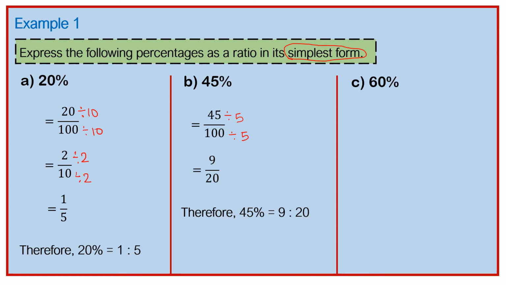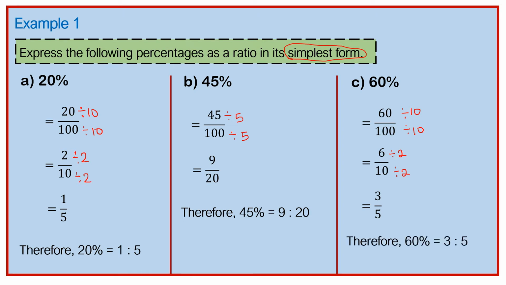In part C, we have got 60%. And that means 60 out of 100. So it is the same as 6 out of 10 once we divide by 10 and we also divide by 10. So we have got 6 out of 10. But since we also have a common factor of 6 and 10, which is 2, we will continue to divide by 2 such that we get 3 out of 5. And 3 out of 5 becomes our simplest form. So 60% equals 3 to 5 as a ratio.